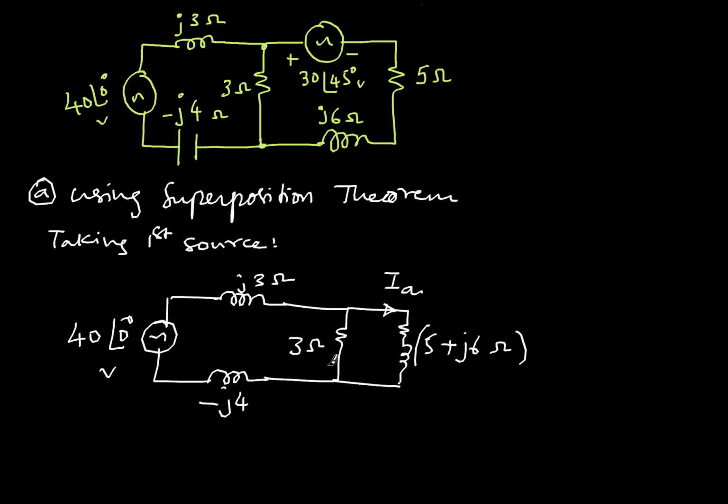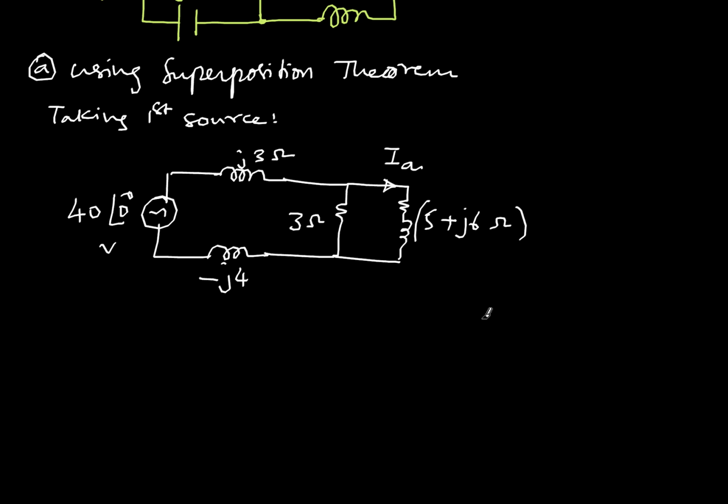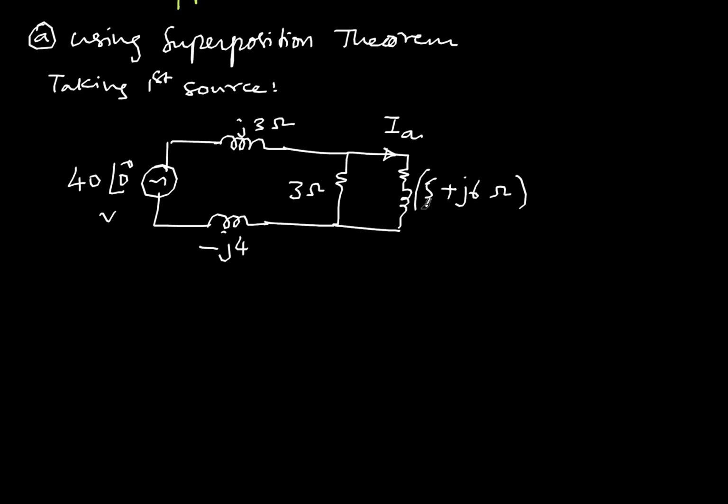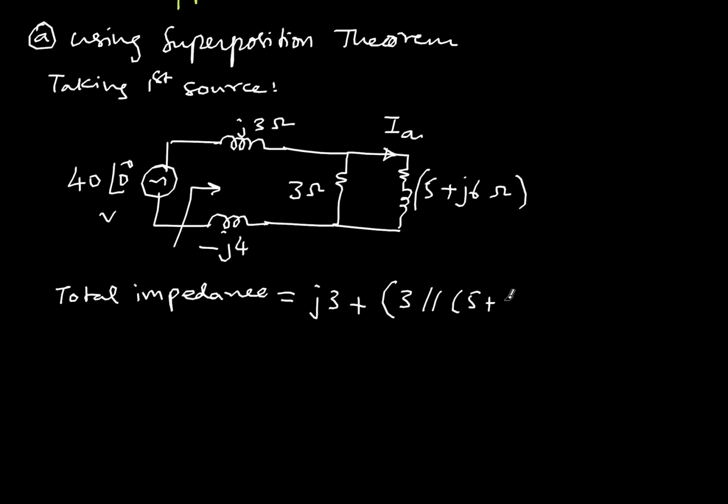So how do you find the current? We have to find the total impedance, then find the total current, and then using the current division principle I will find the current in this branch. Let me write it down. What is the total impedance, as seen by the 40 volt voltage source? If I look in this direction, what is the total impedance I see? The total impedance is J3 plus the parallel combination of 3 and 5 plus J6, minus J4. So this is in series with this parallel combination.